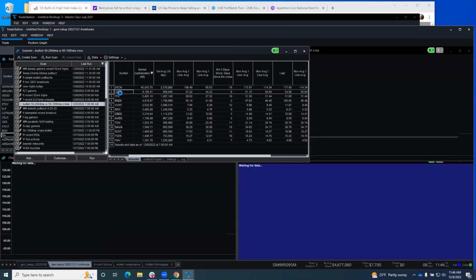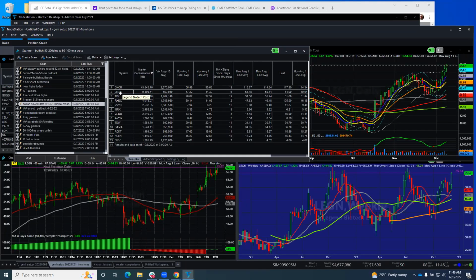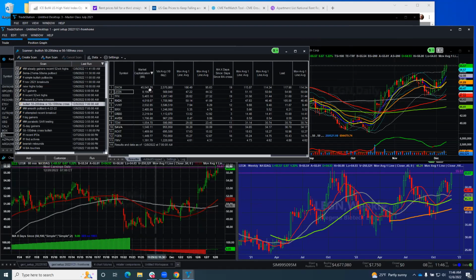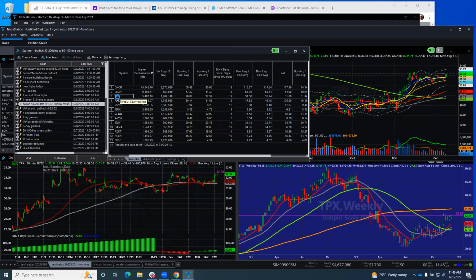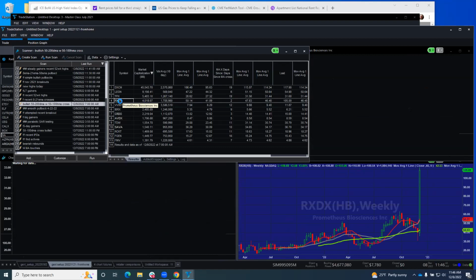LEGN. I don't even know what this thing is. Well, it's up. I never even heard of it. Tempur-Pedic. That's interesting. This stock is an interesting one. Also, look at it. It's tight. And this is what I love about this setup. You can easily see some of these, the weekly and everything else, and it just crossed. So these are some interesting patterns. I'm just looking at these for the first time.